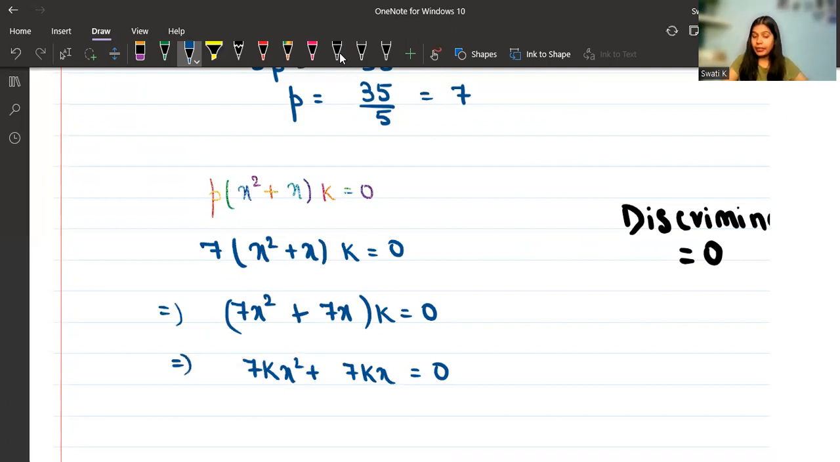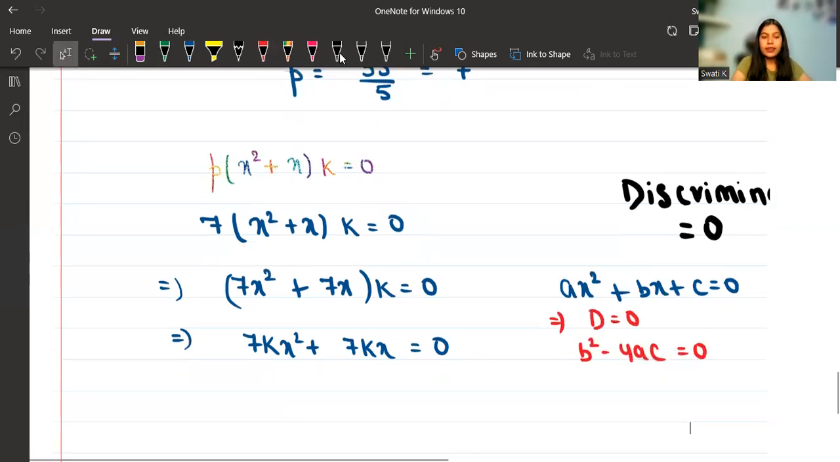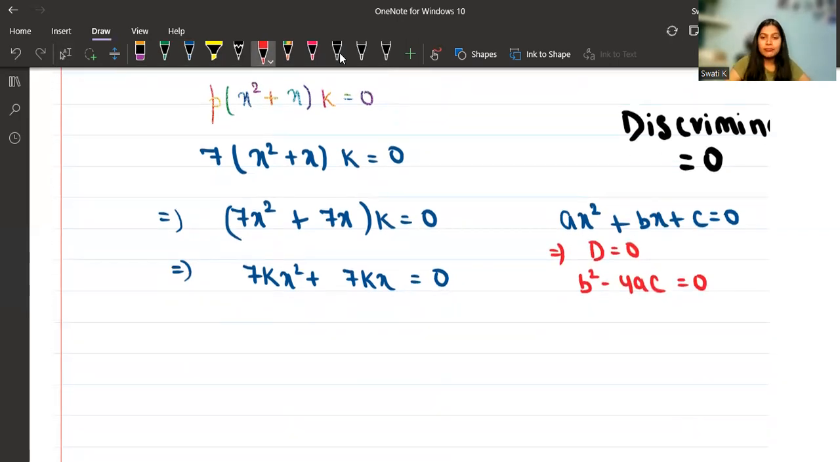Now, as I said that whenever we have this condition that discriminant equals 0, first of all, let me tell you that if this is the standard form of a quadratic equation, ax square plus bx plus c equals 0, and if this quadratic equation has equal roots given, that means its discriminant is equal to 0. Now, what is discriminant? It is b square minus 4ac equals 0. So let's find out what is b square here. See, this is in the form of ax square plus bx plus c only. C is not here, that means c is 0, right?